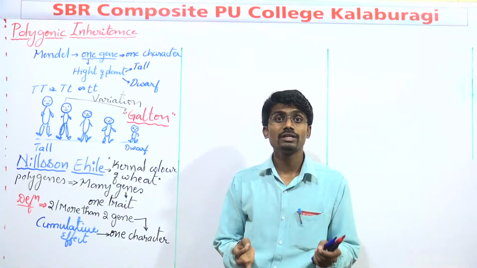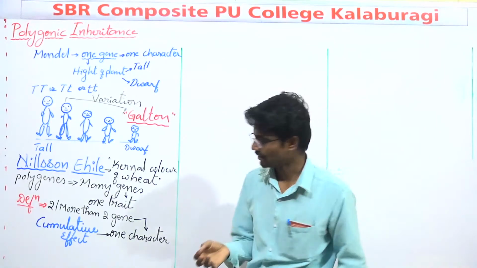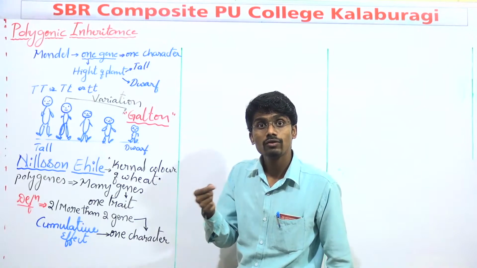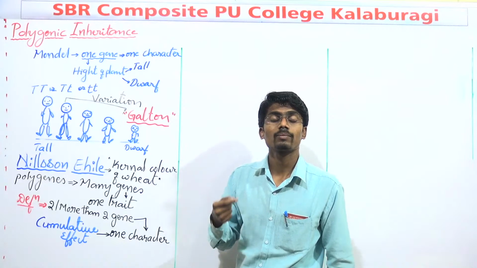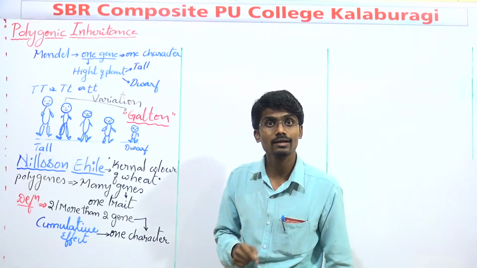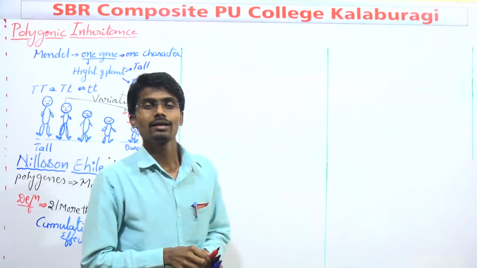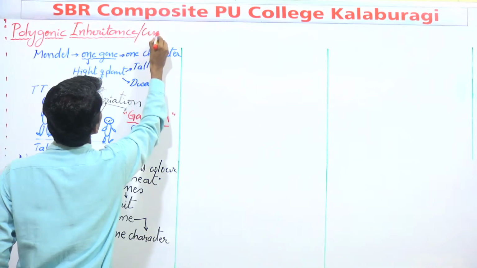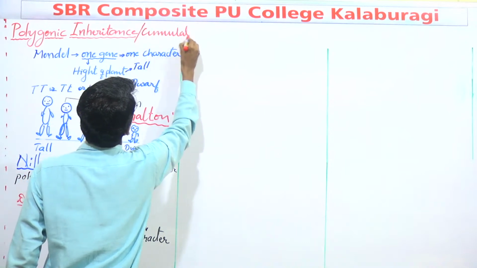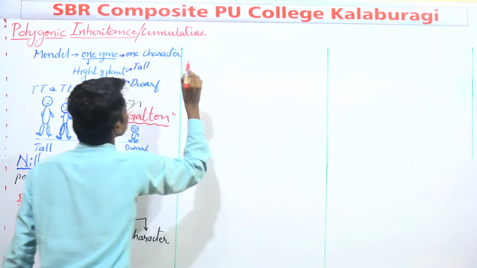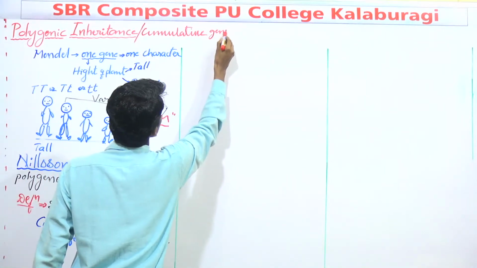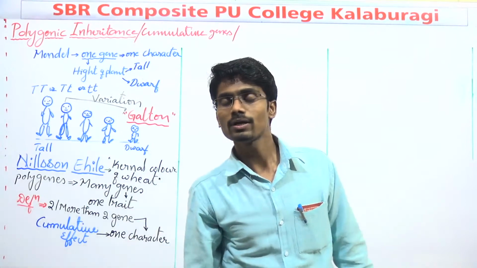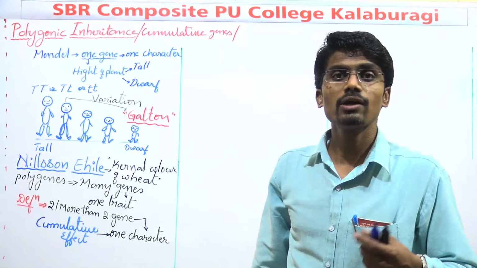Got it? Which inheritance gives cumulative effect? Polygenic inheritance gives the cumulative effect, the presence of variation in a single trait. This polygenic inheritance is also known as cumulative genes. Got it? Why is it called cumulative genes? Because it gives cumulative effect.